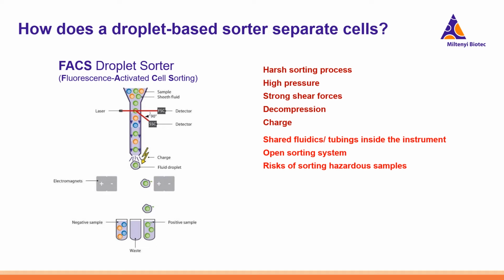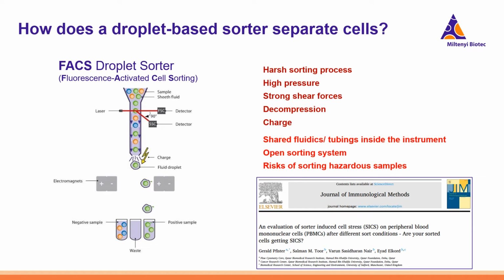In addition, due to the shared fluidics and tubings inside the instrument, there will be sample-to-sample carryover and contamination issues. And all the droplet cell sorters have an open sorting system, meaning there are huge safety concerns, and they have to be used under large biosafety cabinets, especially for sorting infectious materials. Since 2020, sorter-induced cell stress, also called SICS, has attracted increasing attention and been widely discussed all over the world. If you are interested in this topic, please have a look at this publication.